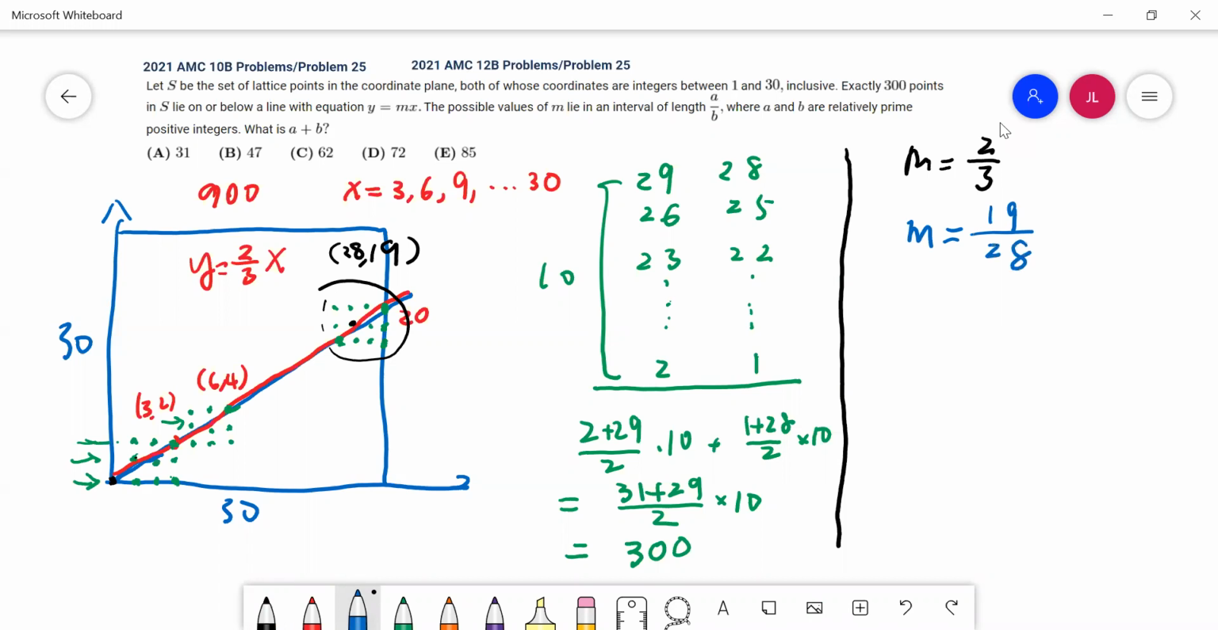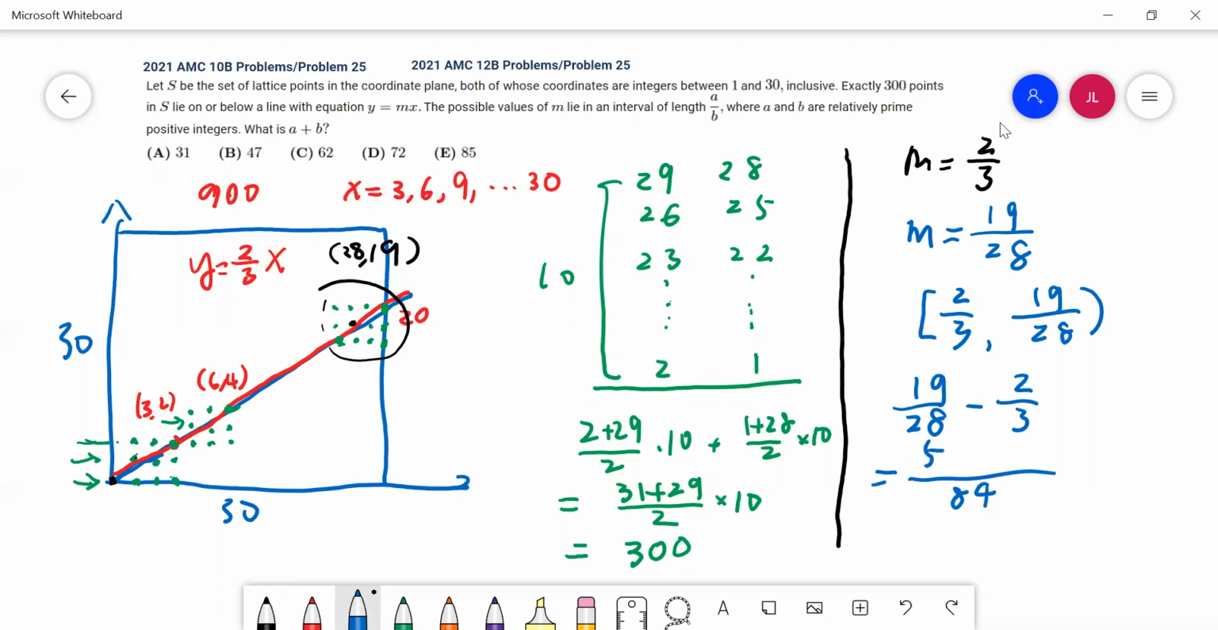So we're looking for the interval of m. That's going to be from 2/3 to 19 over 28. The interval length is 19 over 28 minus 2/3, which equals, with denominator 84, 19 times 3 is 57, minus 2 times 28, that's 56. So now you find the answer is 1 over 84, where a is 1, b equals 84. So then a plus b equals 85.